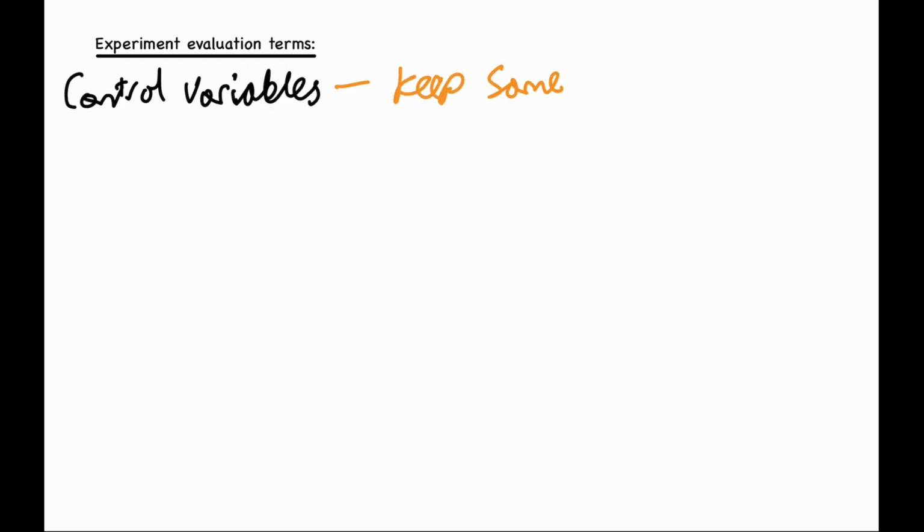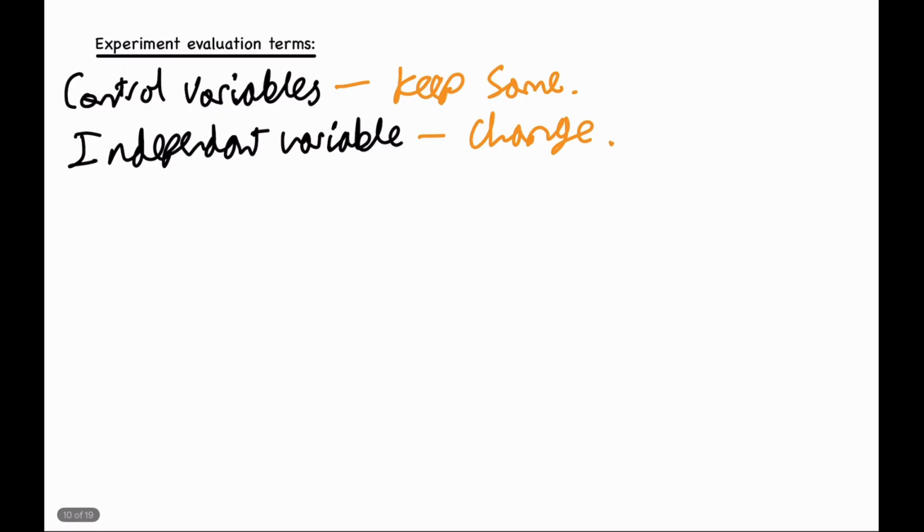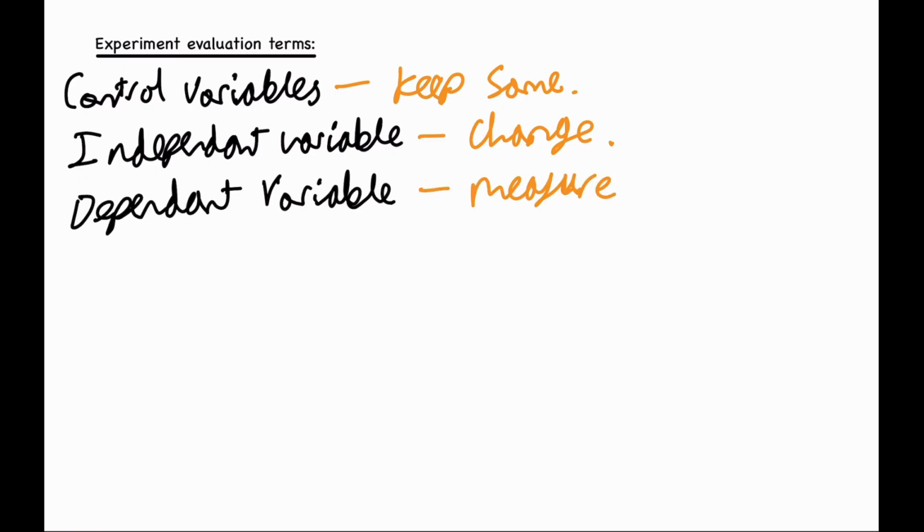Now let's move on to experiment evaluation terms. So this is just going to be for definitions of words that we could use, or they could ask you about experiments. So for example, we talked about control variables. A control variable is when you keep the variable the same. The independent variable is the thing that you change. The dependent variable is the one that you measure in the experiment.